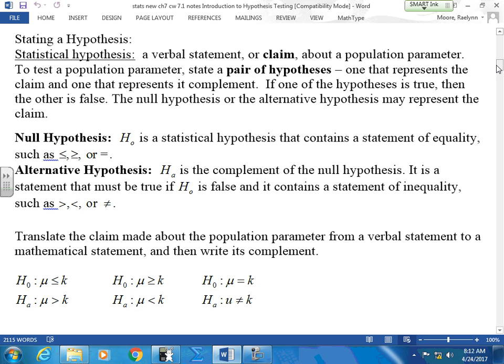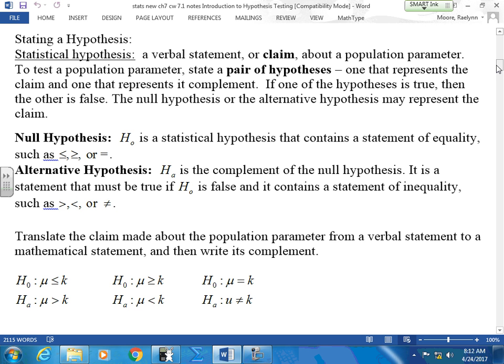A statistical hypothesis is a verbal statement or claim about a population parameter: a mean, a proportion, a variance, a standard deviation. Those are parameters. To test your population parameter, you're going to make a pair of these hypotheses. One that represents the claim, one that is the complement, the opposite of that claim. If one of these hypotheses is true, then the other one has to be false. The null hypothesis or the alternative hypothesis may represent the claim.